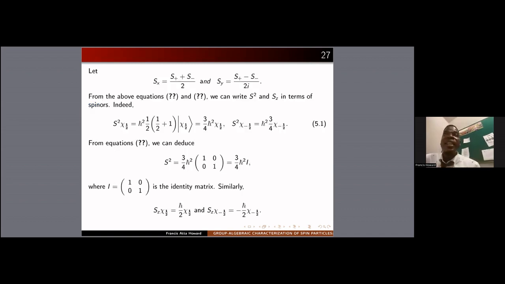This is really done in angular momentum coupling. And we take the Sx, which is the raising operator plus the lowering operator divided by 2. We take the Sy, that's the y direction of the vector, which is the raising operator minus the lowering operator divided by 2i. And this can be coupled using the angular momentum coupling approach that I showed. We can have 2x2 matrices.